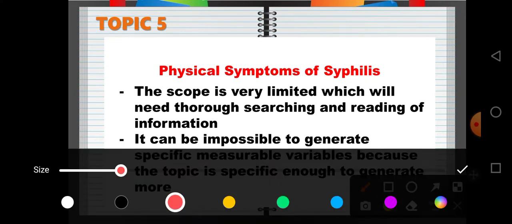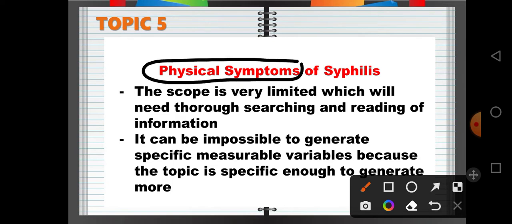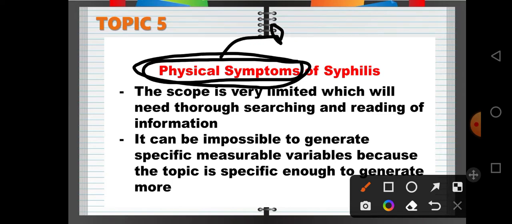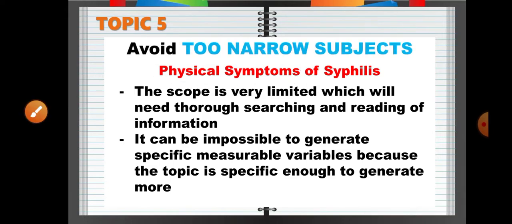So, for instance, we have this topic, physical symptoms only. The measurable variables will only revolve around the physical symptoms that are measurable. But what about other measurable variables that do not relate to physical symptoms alone? So, class, having a very limited scope will also limit the measurable variables. Therefore, you must avoid research topics that contain too narrow subjects. So, avoid too broad and also avoid too narrow subjects.